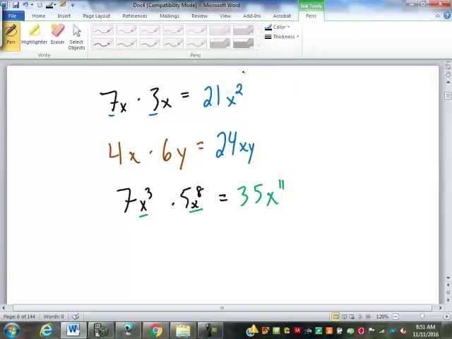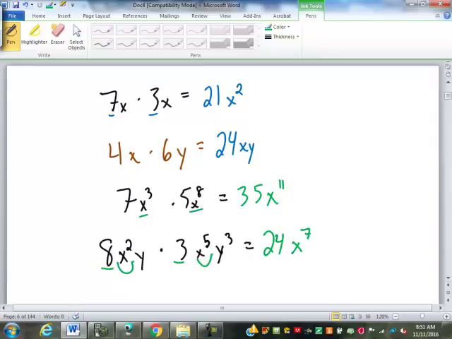And we can have more than one variable. We can have 8x squared y times 3x to the 5th, y to the 3rd. We're going to combine the counts. 8 times 3 is 24. Then we're going to combine each name separately. X squared times x to the 5th, x to the 7th. Y times y to the 3rd, y to the 4th. We treat that as y to the 1, so 1 plus 3 makes 4.